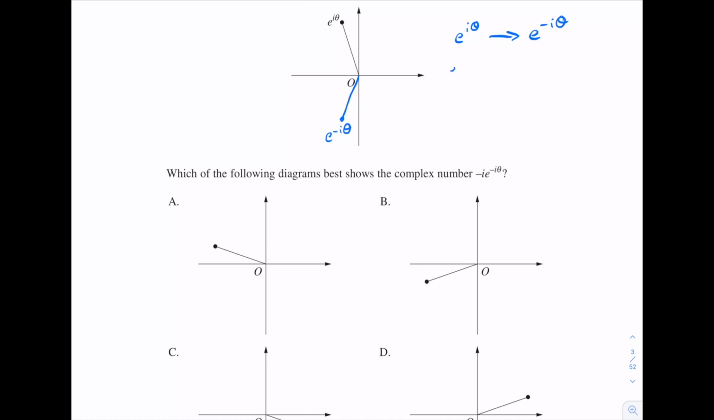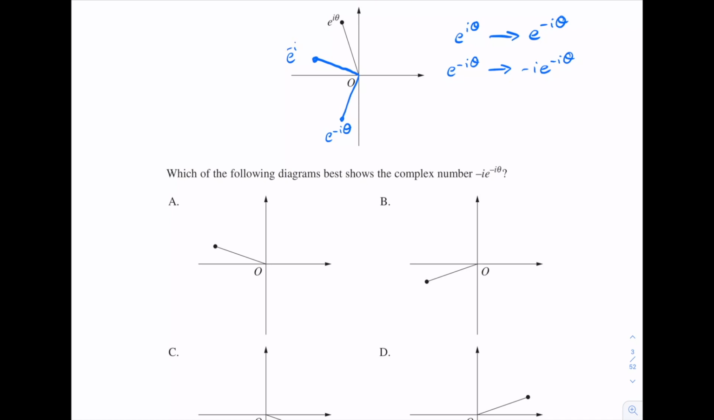And then the next thing, I want to go from e to the negative I theta. I want to transform that to get to minus I e to the I theta. Now, multiplying by I, what does that do? Multiplying by I rotates our vector anti-clockwise by pi on 2. But we're not multiplying by I, we're multiplying by negative I. So that's going in the opposite direction. That means we're rotating clockwise by pi on 2. So I'm going this way by pi on 2, which means my vector should end up looking something like this.